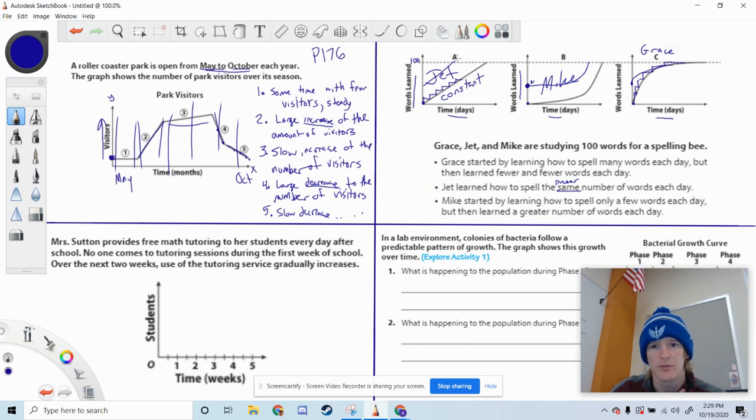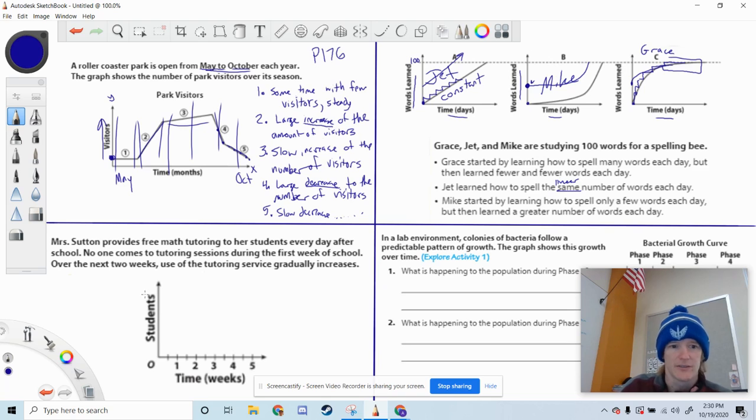Maybe Jet is non-proportional, but he's still a straight line. I just feel like having a y-intercept of 0, having these all start at 0, 0, isn't realistic. I bet Jet probably knew some words before he started, and Mike and Grace. That might be why Grace is learning so many so fast. She's like, oh yeah, I know how to do all these. This is super easy. And then she takes a long time to do the really hard ones. I don't know. But we've got those labeled.